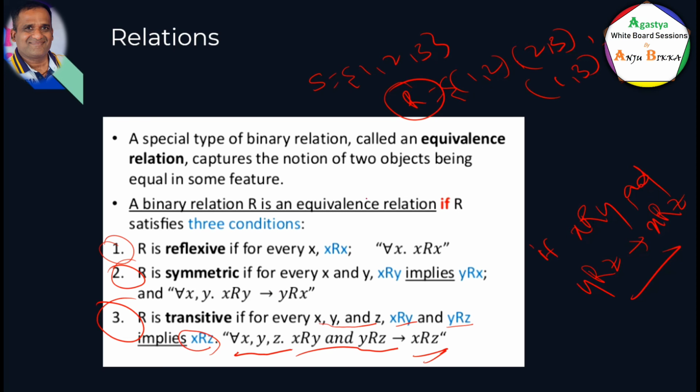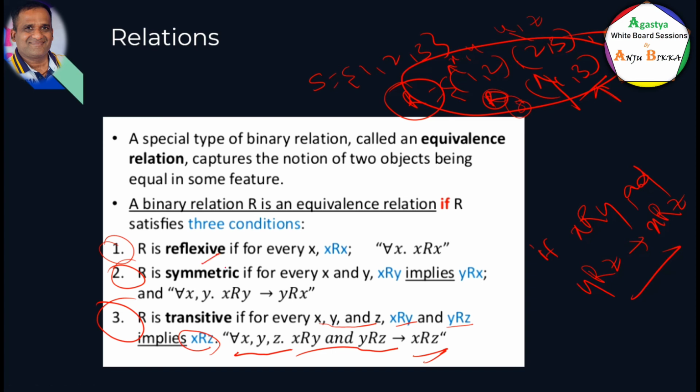We can check. Is this reflexive? No, it is not reflexive because for every x, xRx fails. Is it symmetric? No, because x is 1, y is 2, and there is no (2,1), so it is not reflexive and it is not symmetric. Is it transitive? You can check xRy, yRz and xRz, so it is transitive, but it is not reflexive and not symmetric. So this is the way we can define the relations.